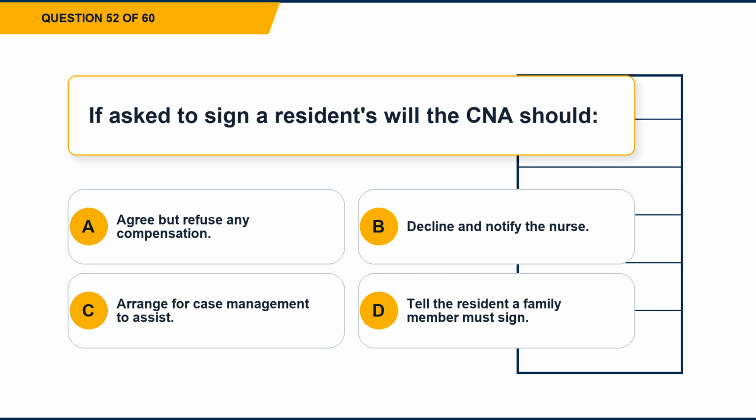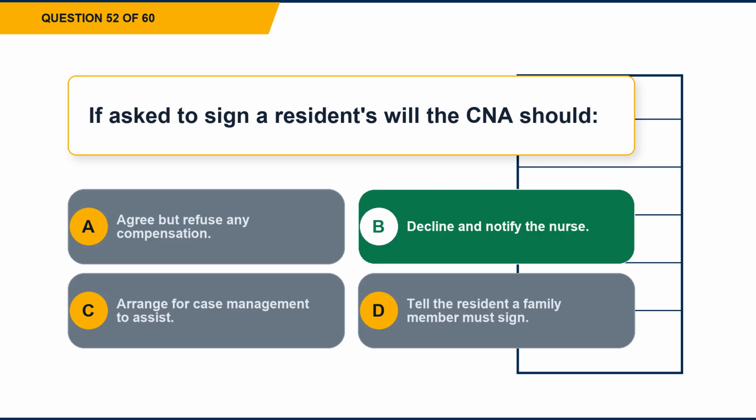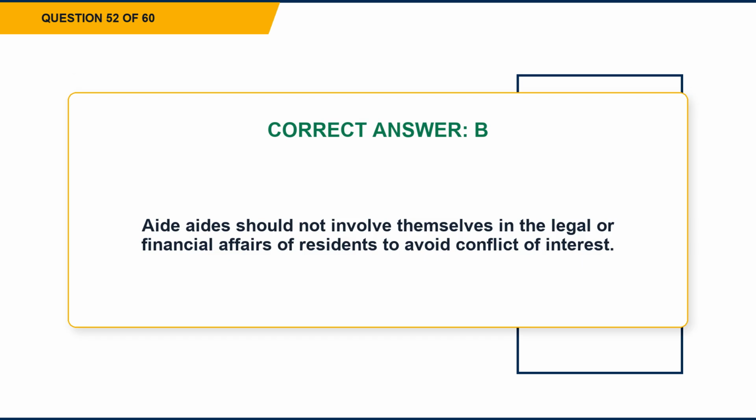Question 52. If asked to sign a resident's will, the CNA should: Option A. Agree but refuse any compensation. Option B. Decline and notify the nurse. Option C. Arrange for case management to assist. Option D. Tell the resident a family member must sign. The correct answer is option B. Decline and notify the nurse.